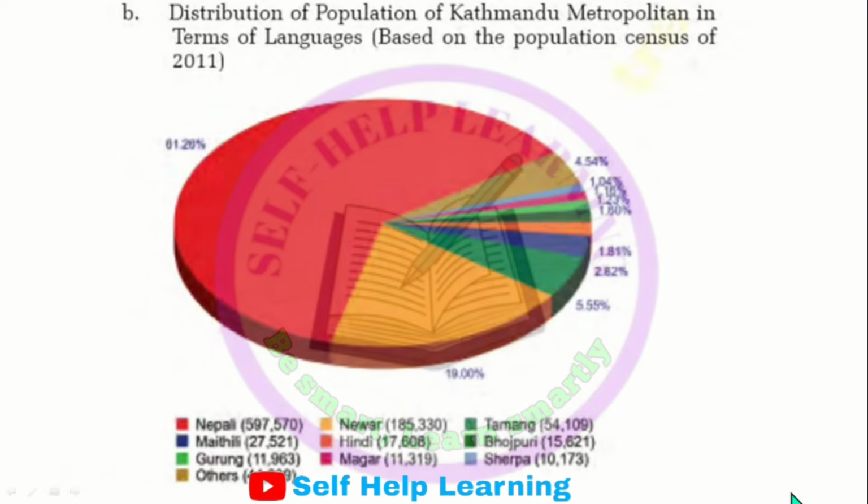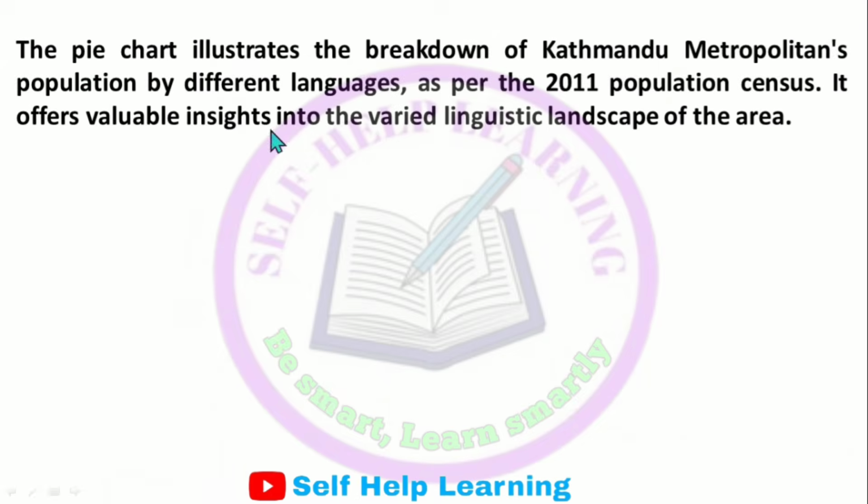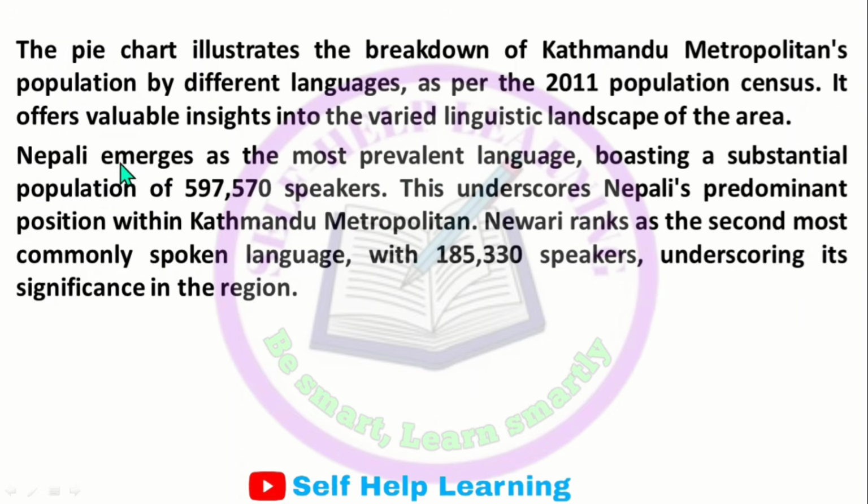Next one is the pie chart. Distribution of the population of Kathmandu metropolitan in terms of language, based on the population census 2011, is given here, and we are going to write or interpret this pie chart. The pie chart illustrates the breakdown of Kathmandu metropolitan's population by different languages as per the 2011 population census. It offers valuable insights into the varied linguistic landscape of the area.